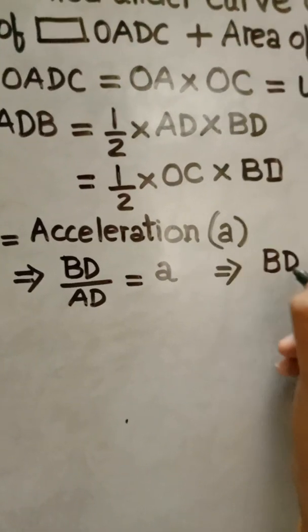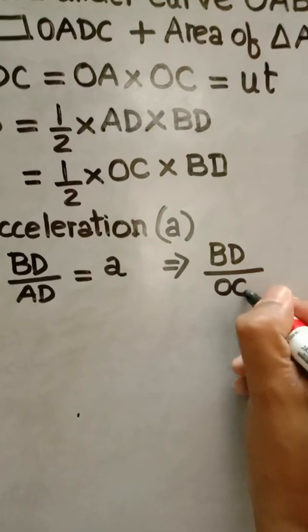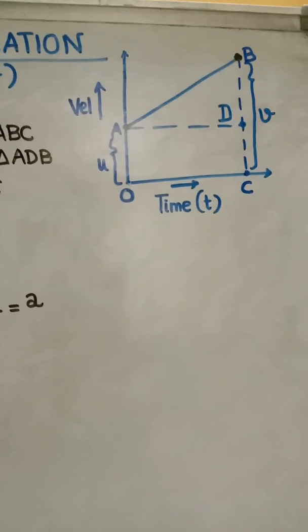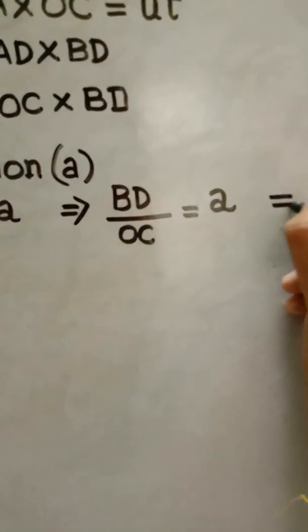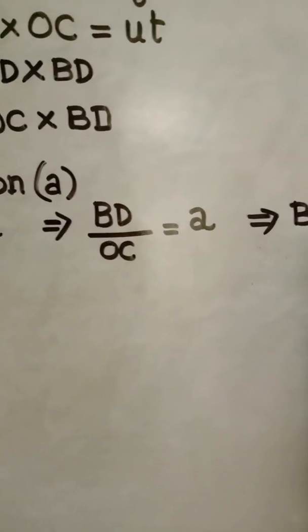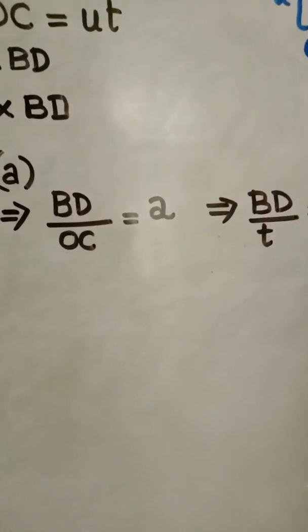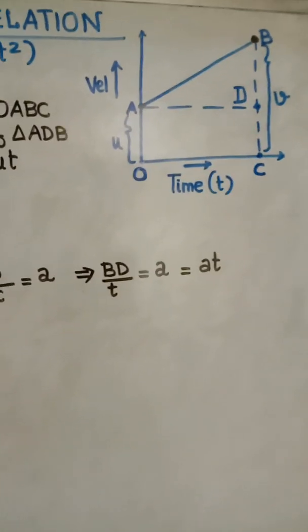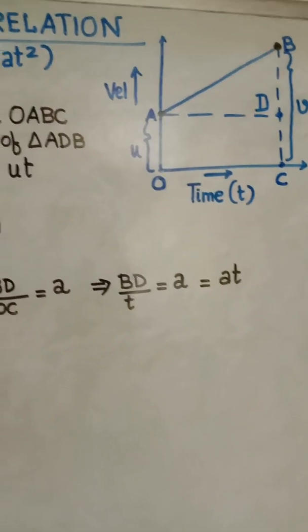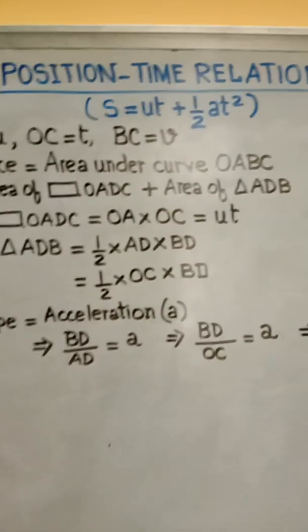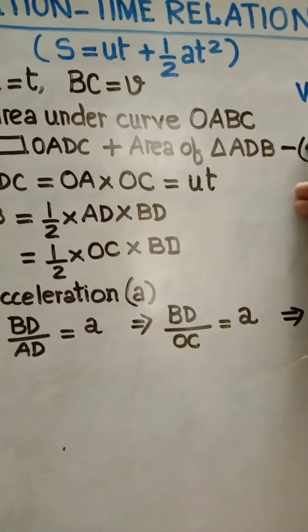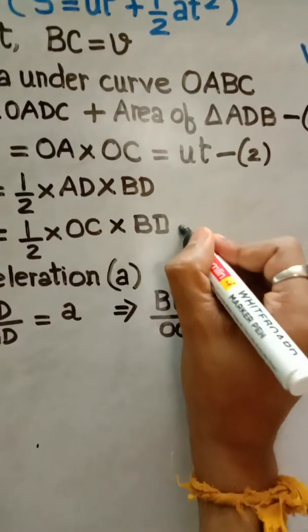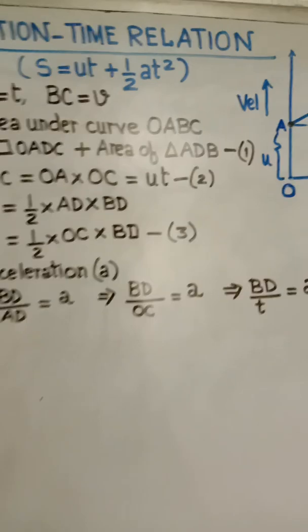Now, this can be written as BD by OC equal to a, right? Because AD and OC are the same, so I can write this. Finally, BD by t is equal to a. That will give me the answer BD equal to at. I guess you get this, right? So I can give this as equation 1. Let this be equation 2. Let this be equation 3.